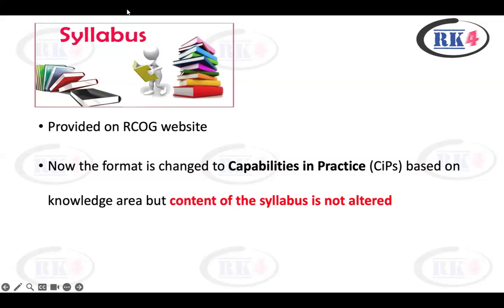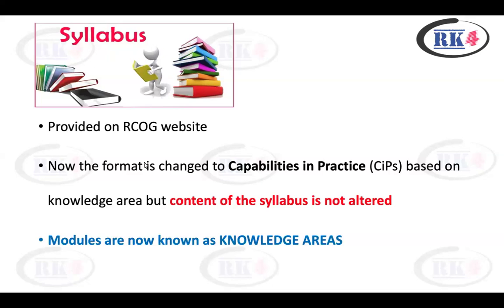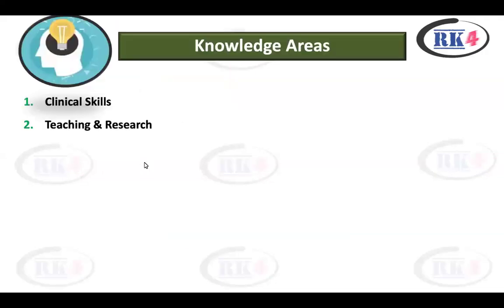So if you have noted down, previously we used to call the topics which are covered in obstetrics and gynecology modules, but now RCOG calls them knowledge areas. But remember, the basic knowledge required has not changed. That means the basic content of the syllabus is not altered, just that they have given it another name, and they check your capabilities in practice, and all this information is provided on the college website. Please visit the college website for the most updated information. So these are the knowledge areas.